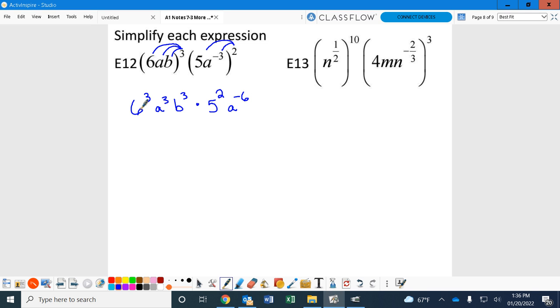Do 6 power button 3 times 5 power button 2. I'll say it again. 6 power button 3 times 5 power button 2. It's a very large number. What's it give you? 5,400. Perfect. We need to combine the exponents on the a's. What would we get for a to the what? -3. Good. When we add these two together, 3 and -6 gives you -3. And then there's no other b's, so it's just b to the third.